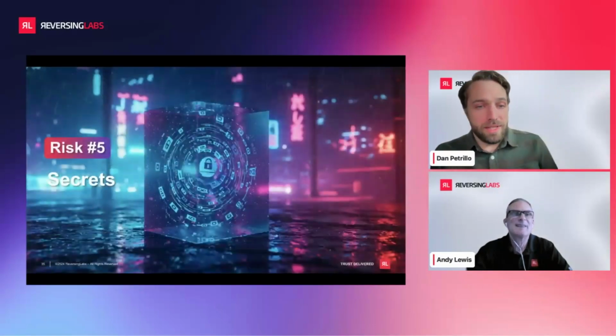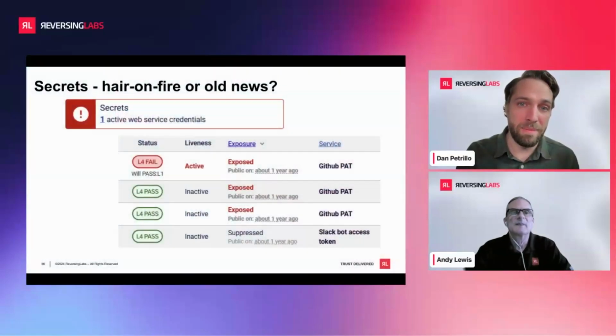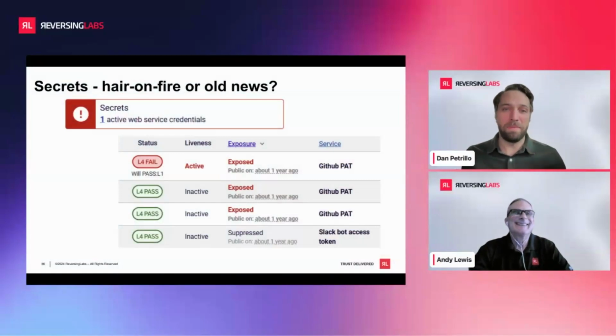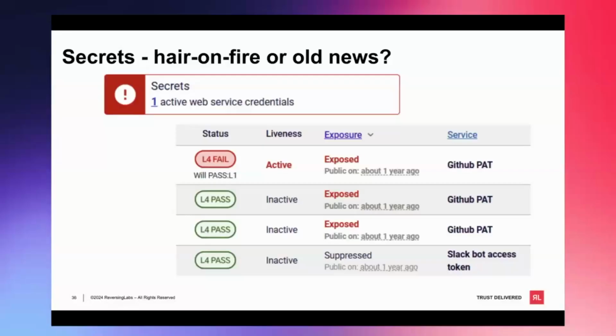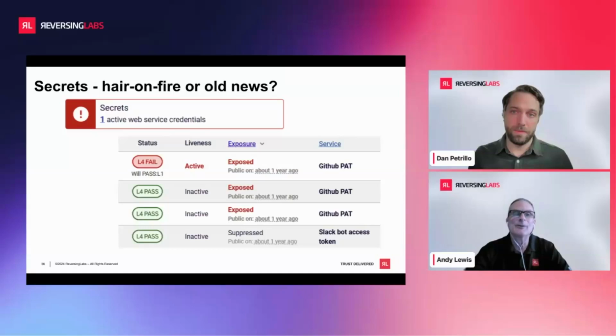Secrets. Another one we talk about sometimes, but I think just how nasty a secret can be is something we need to focus on a little bit more. So, hair on fire or old news, Andy? Tell me. Look, it's not a surprise that if you release your AWS API master key, you don't own your environment anymore. That's not hard to figure out. Same thing if your GitHub tokens are out there on the internet, you don't own your environment anymore.